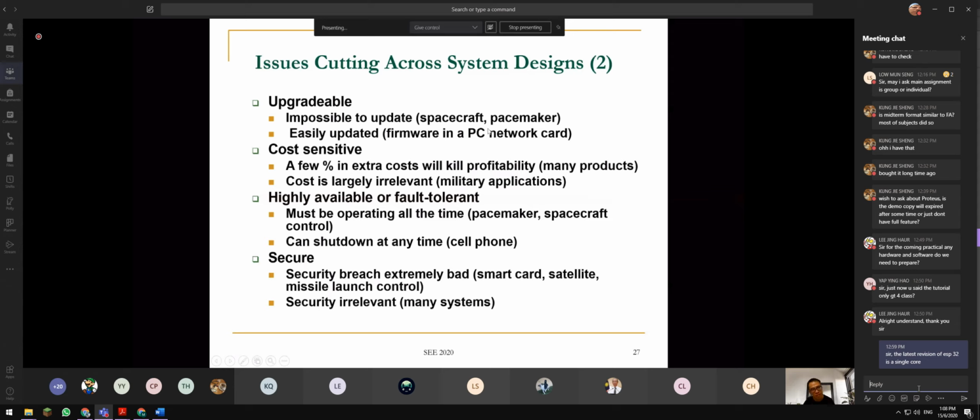And then upgradable, like a spacecraft. You send the Land Rover to Mars. It's impossible to ask them to come back for an update, correct or not? So you have to use wireless updates, powered by solar. All these things you need to consider.